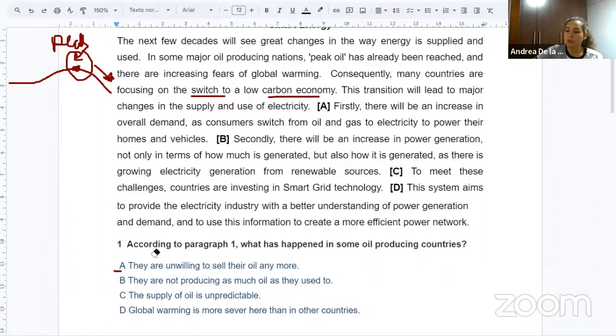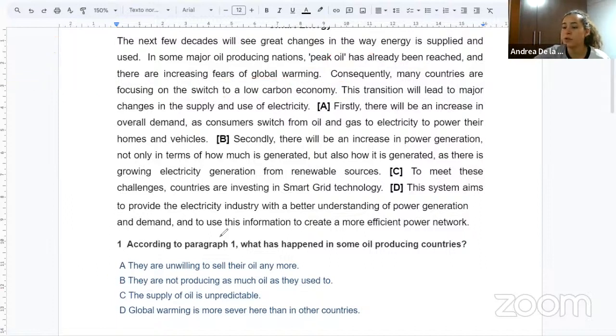We don't have information to say that. Maybe you can infer, right? You can say perhaps they're not producing that much because they don't want to sell that much. But this isn't an inference question. You cannot draw conclusions or inferences. The truth is what they explicitly say is that the peak has already been reached and they are switching to a low carbon economy. Low carbon economy is basically alternatives to oil, right? So they are switching to something else that's not oil. They are not producing as much oil as they used.